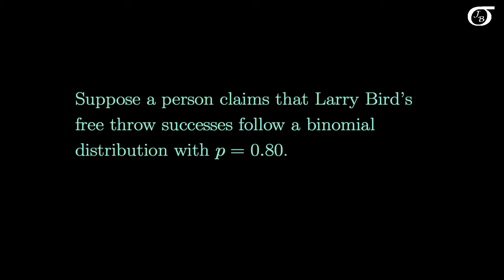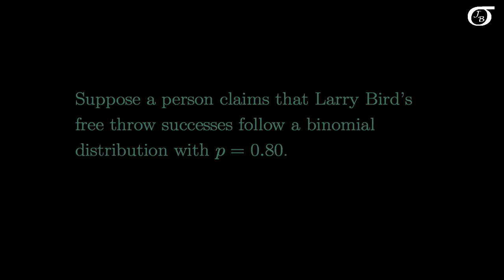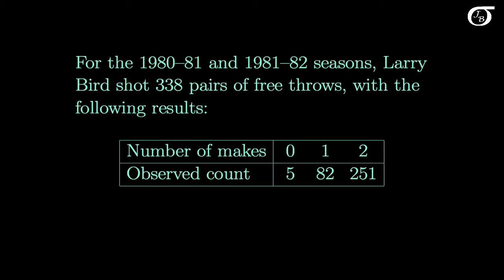Suppose a person claims that the great NBA Hall of Famer Larry Bird's free throw successes follow a binomial distribution with a probability of success of 0.8. What does the observed data tell us about this claim? Let's restrict ourselves to the 1980-81 and 81-82 seasons. In these two seasons, Larry Bird shot 338 pairs of free throws with the following results.